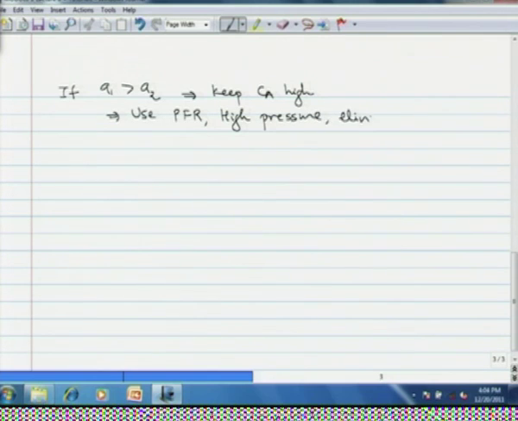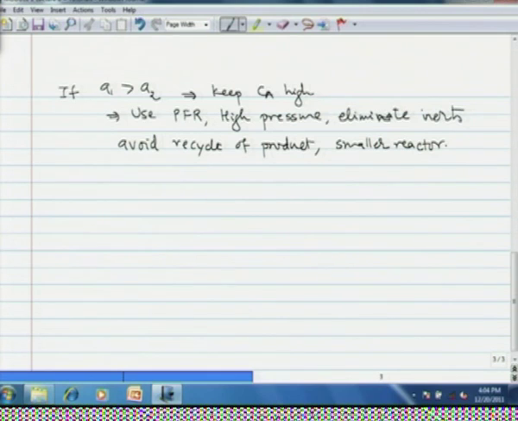Try to eliminate the inerts which will decrease the partial pressure of your reactants, or you avoid recycle of products, which would again lower the partial pressure, or you can use a smaller reactor so as to have higher concentration of the reactants. This is when A1 is greater than A2.